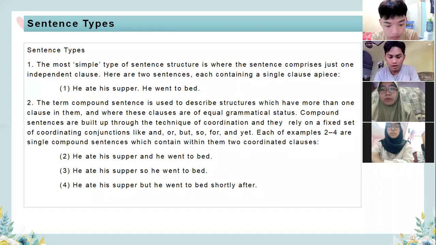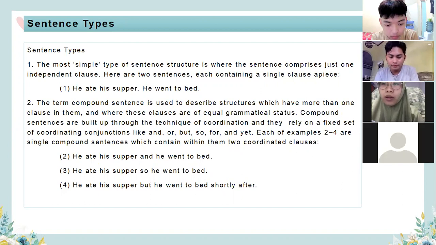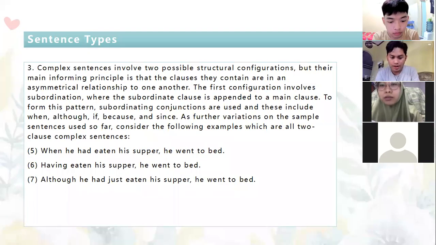I think that's all from me. Next, the material will be presented by Wahyu. I mean by Mutiara. Mutiara, time is yours. Okay, thank you, Nessa. The next slide, please.